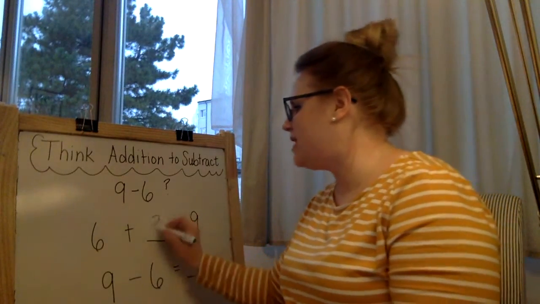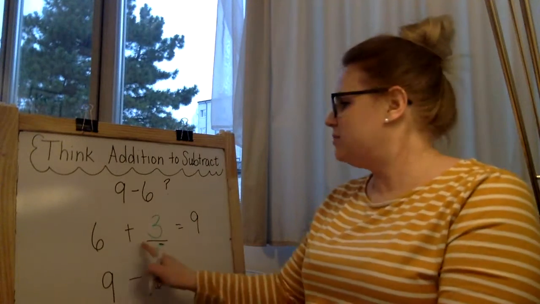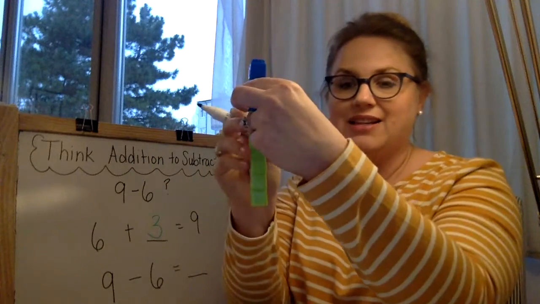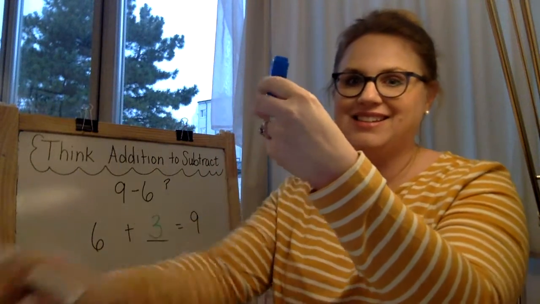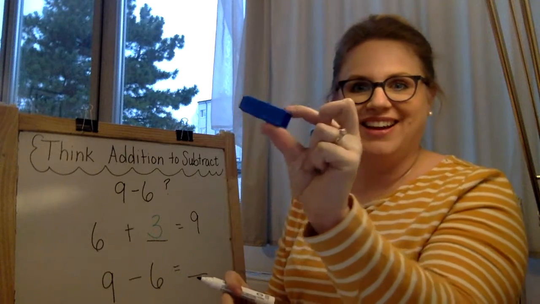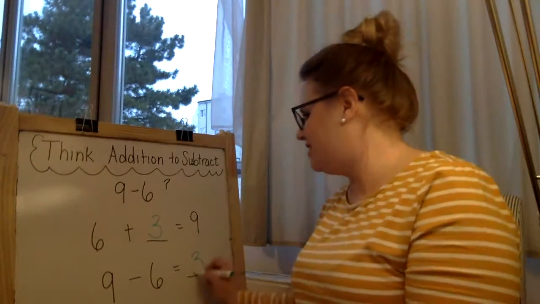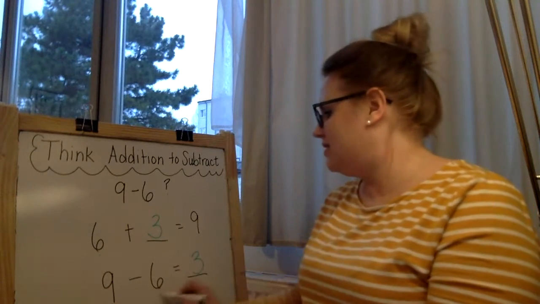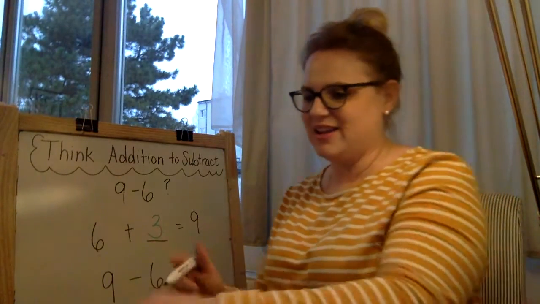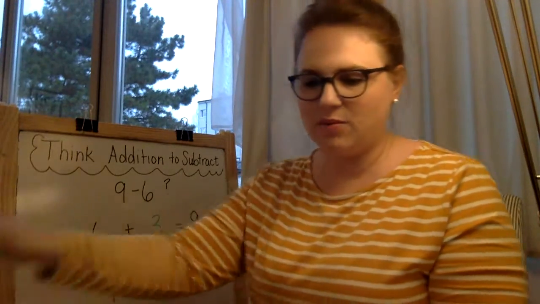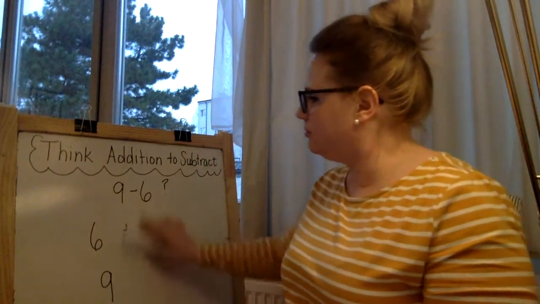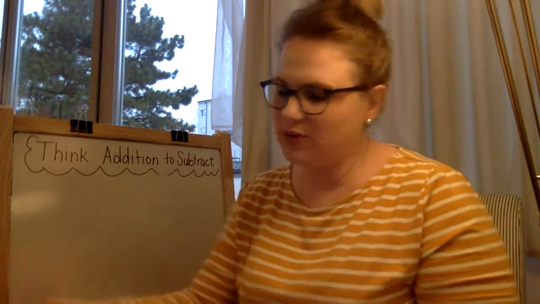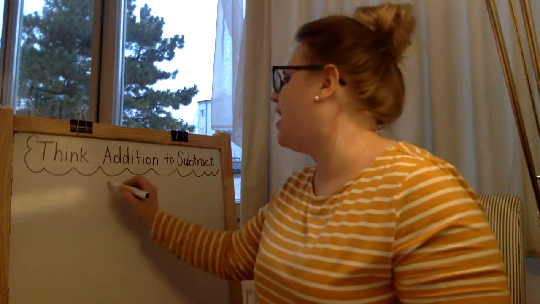So I could say 3 right here. 6 plus 3 equals 9, or 9 take away 6 equals 3. Very good. Do you see how they work together? It's the same 3 digits, just in different order, isn't it? Okay, let's try another one. Look at number 2. Number 2 says, what is 11 minus 5?